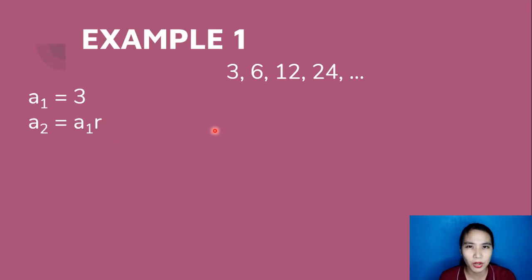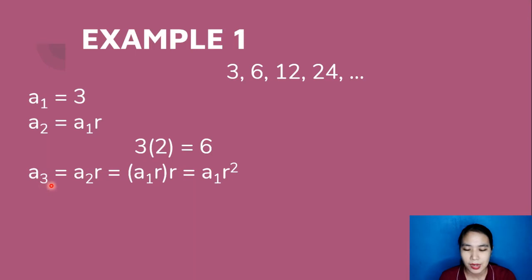For us to get the common ratio, we divide the second term by the first term, or the same thing with the third term by the second term, fourth term by the third term. Doing that, we have 6 divided by 3, 12 divided by 6, or 24 divided by 12, which are all equal to 2. Since the common ratio is 2, let us now substitute. Our a sub 1 is 3 times the common ratio 2, so 3 times 2 is equal to 6.